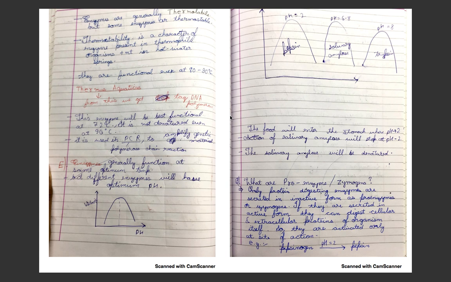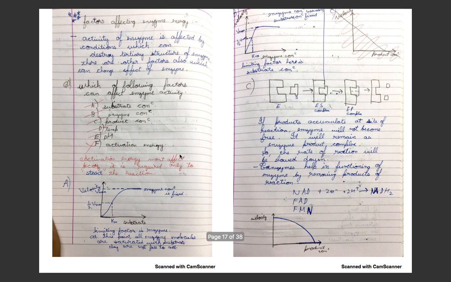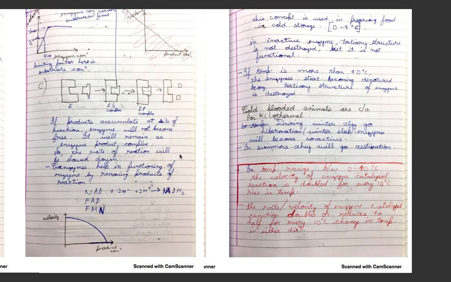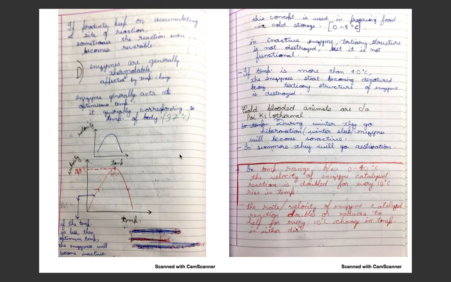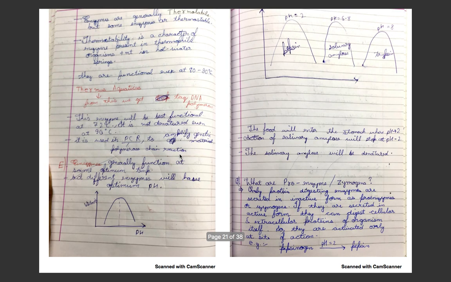Now E, enzymes generally function at the same optimum temperature. This is nothing but pH. Temperature was D. A was enzyme concentration, B was substrate concentration, C was product concentration, D was temperature, and E is pH. Enzymes generally function at the same optimum temperature, but different enzymes will have different optimum pH.